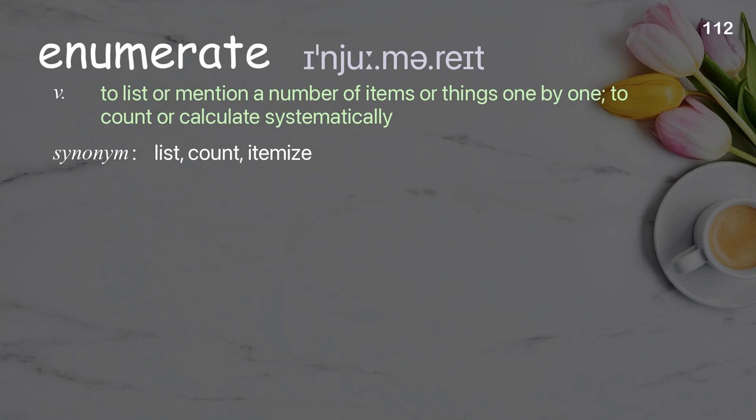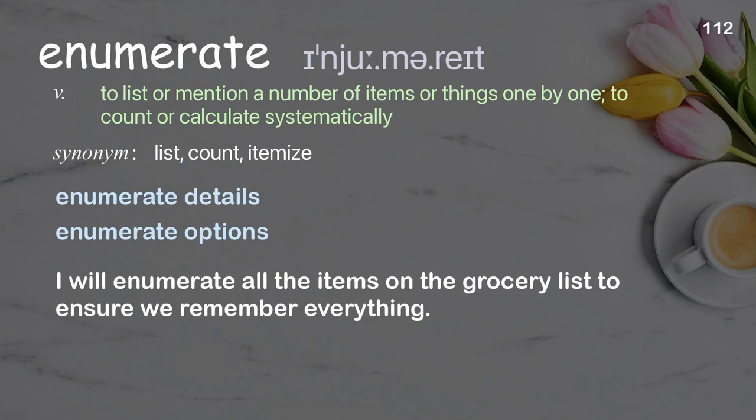Enumerate. To list or mention a number of items or things one by one, to count or calculate systematically. Examples: Enumerate details. Enumerate options. I will enumerate all the items on the grocery list to ensure we remember everything.